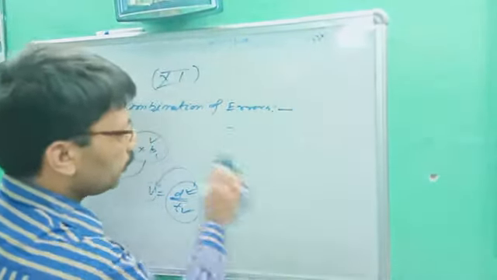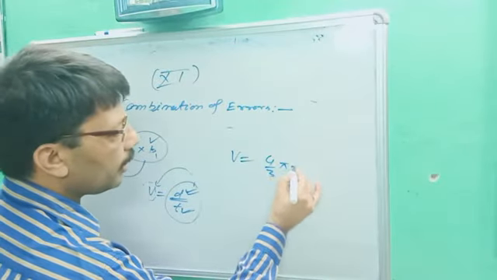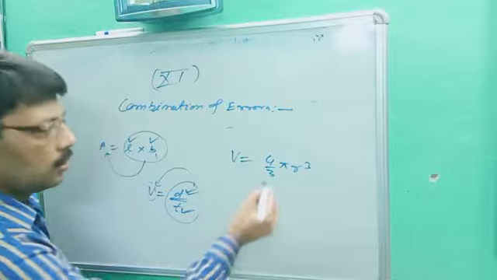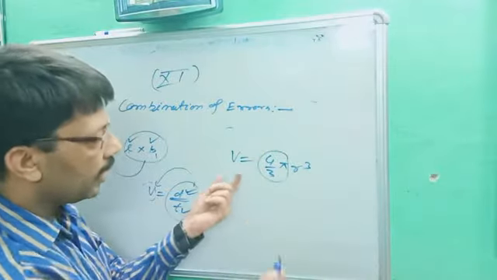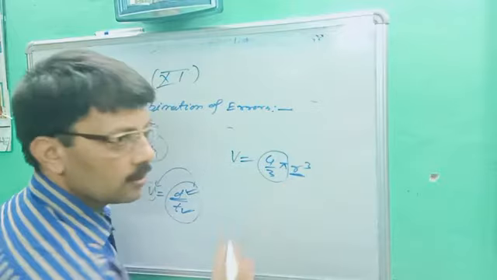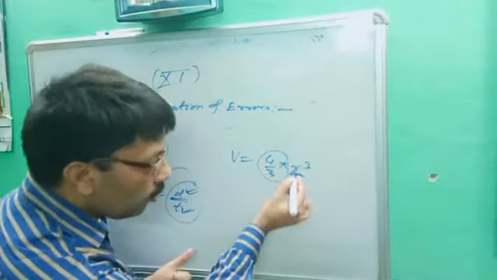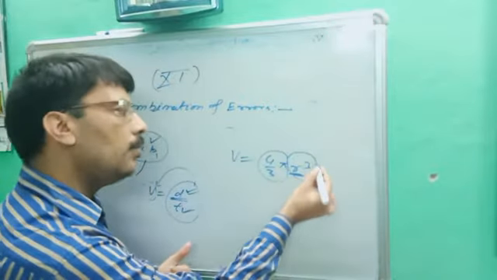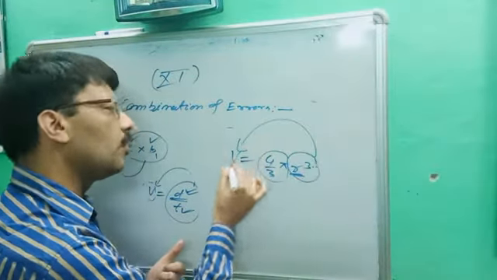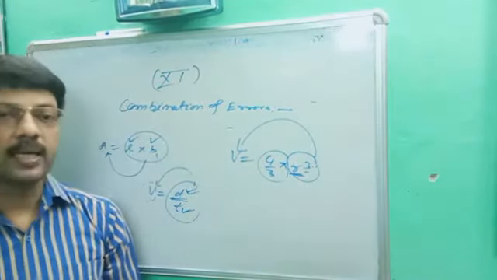Let's suppose the volume of any spherical body is given as 4 upon 3 pi r cube. There is no error in 4 upon 3 pi because it remains constant. If there is a small error in radius, then its power is 3, so its combined effect will create a big error in volume. This is called error in what? Power.